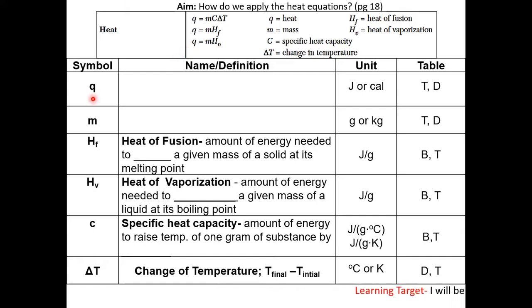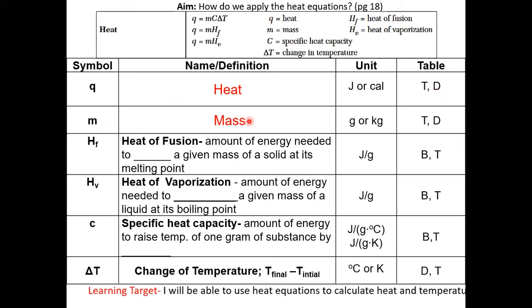The symbol Q stands for heat. The unit of heat is joules or calories. Table T tells us information about the heat equation. Table D tells us the unit. The symbol m stands for mass. The unit of mass is grams or kilograms.